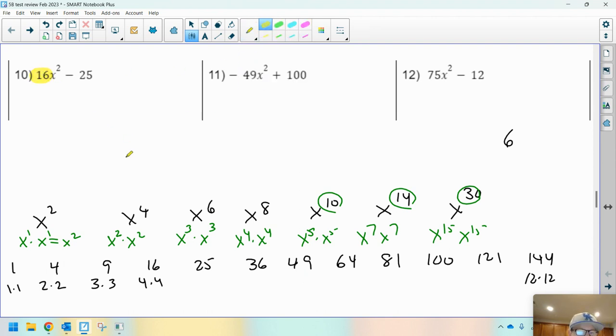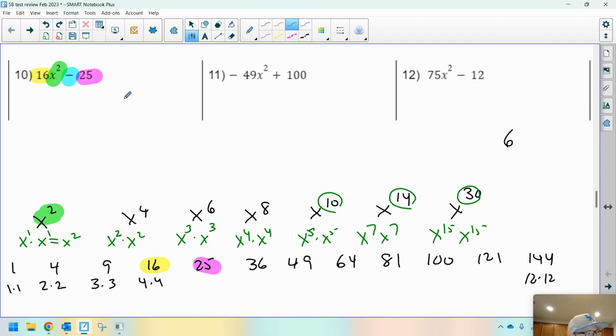Is 16 a perfect square? It sure is. Is x squared a perfect square? Sure is. Is 25 a perfect square? It sure is. And do we have a subtraction sign? Is there a subtraction sign between them? Do we have a difference? Difference means subtraction. A difference of perfect squares.